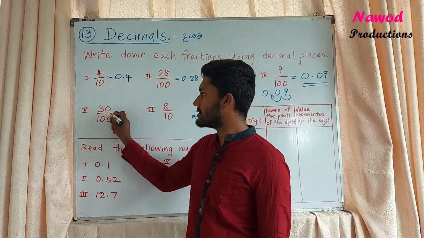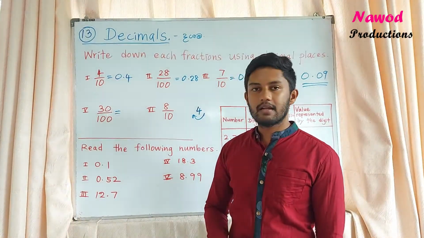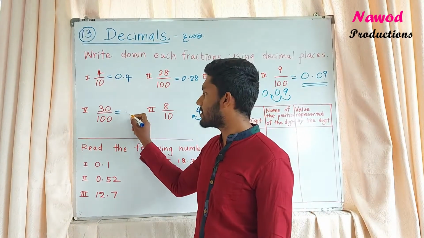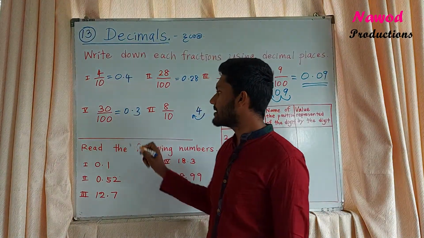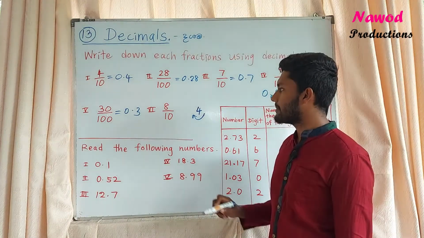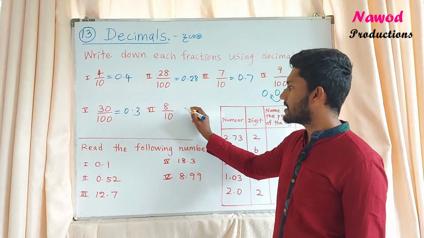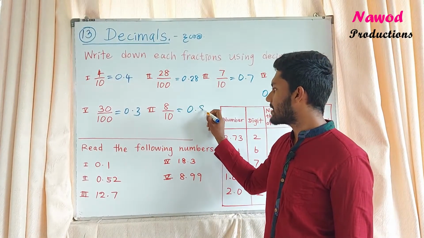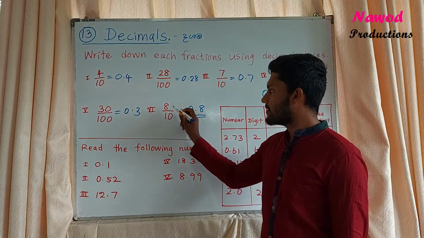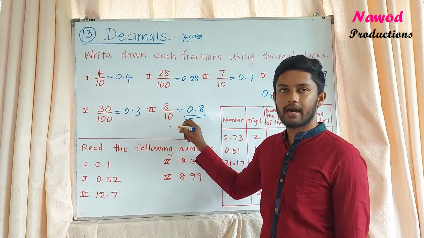Then here 30, 0 and 0 cancelled. Then 3 divided by 10, the answer is 0.3. Then in here the answer is 0.8 when dividing 8 by 10.